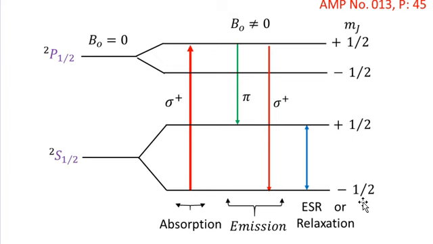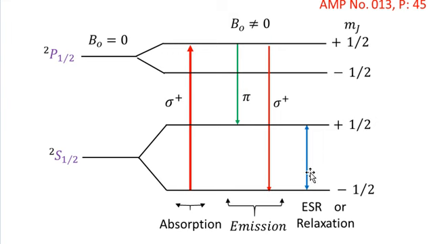But you see that the important one here is the transition indicated as a pi transition and shown in green arrow. So this is the pi transition, that is from mj equal to plus half to plus half level of the ground state. So you see that using this pi transition, we can determine the separation between the two lower Zeeman levels. That is the separation between these two mj levels corresponding to the ground state.